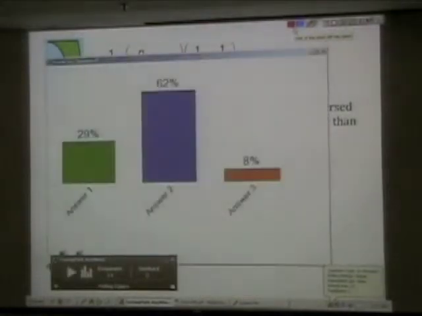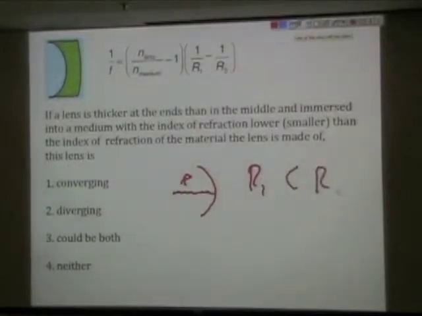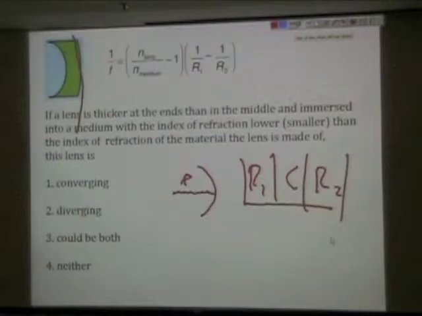Numbers do not change anymore. Well, again, remember, if you're flattening the surface, that means you're making the radius larger and larger. So R1 in this situation is smaller than R2. This surface is less curved, more flat. So R1 is less than R2. Well, in magnitude, of course.